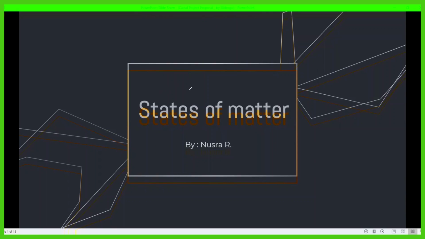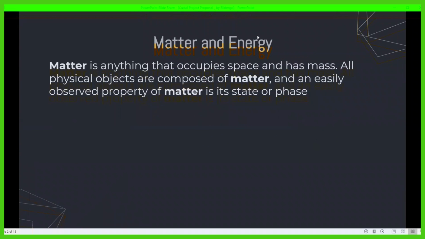I'm Nusra. Today in this video, we are going to study about the states of matter. And here I have given the definition for matter and energy. So a matter is anything that occupies a space and has a mass. And energy is the right opposite of matter, which does not have a mass or does not occupy a space.